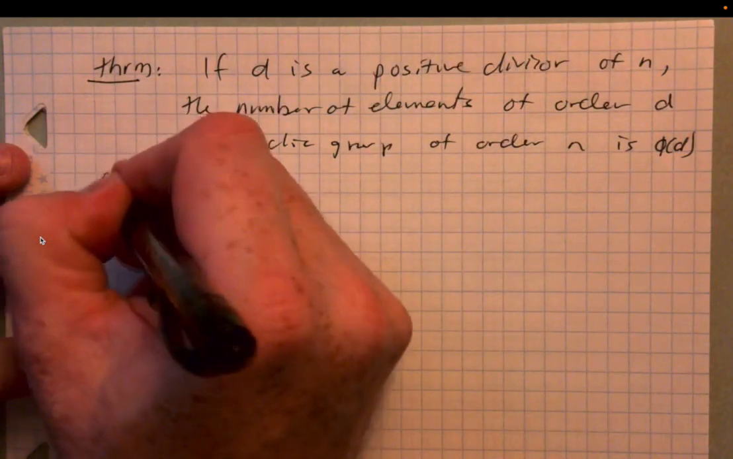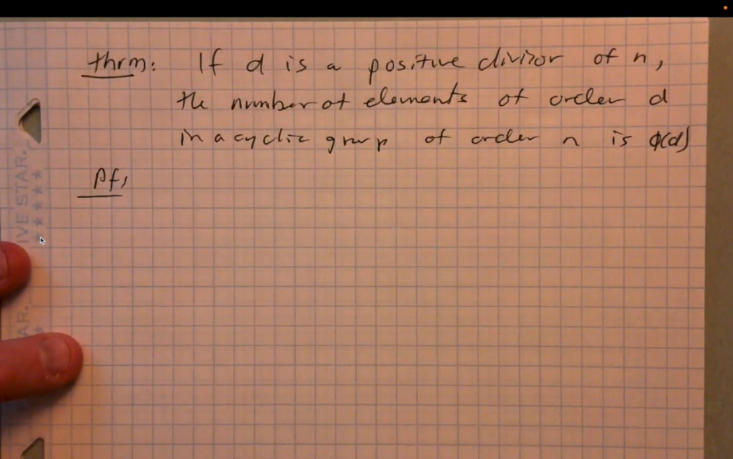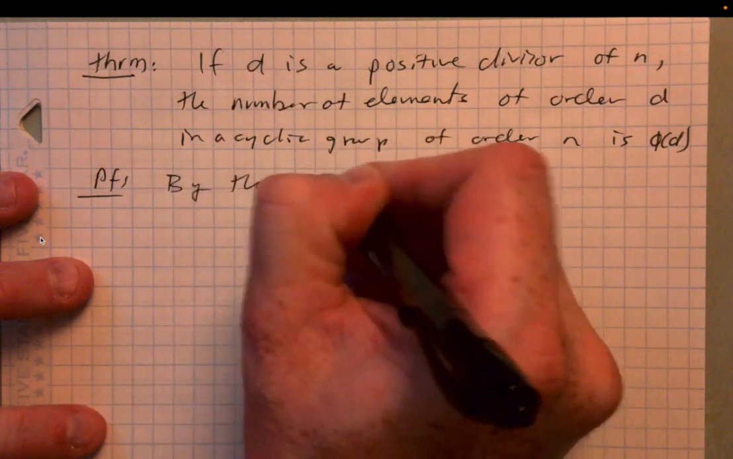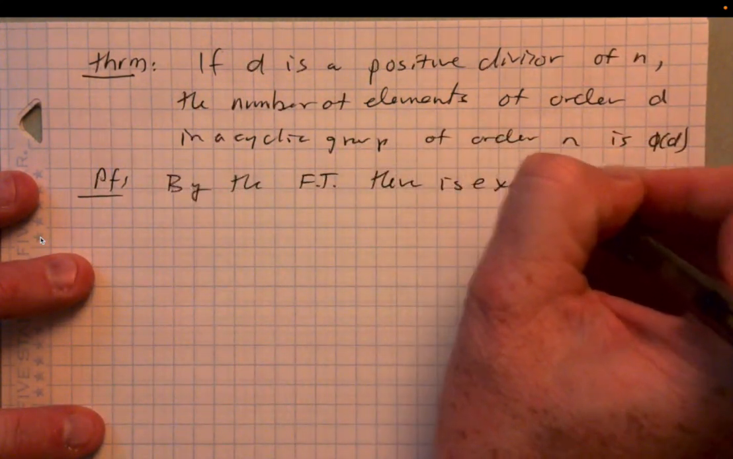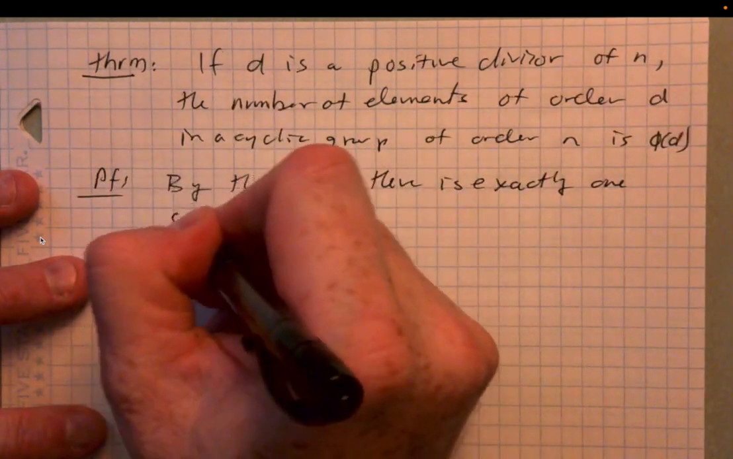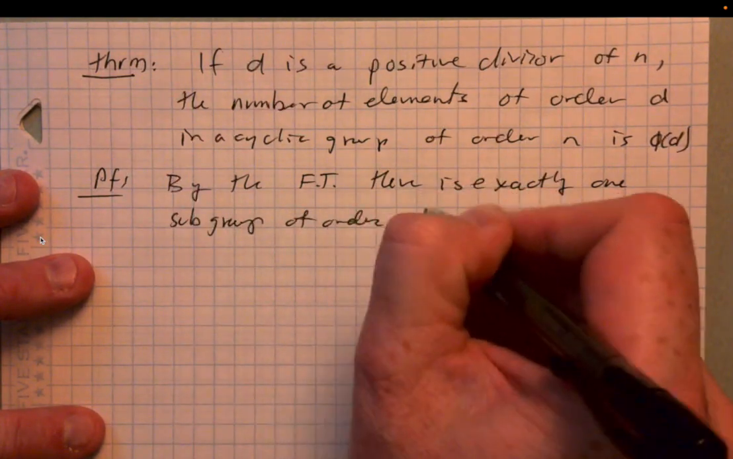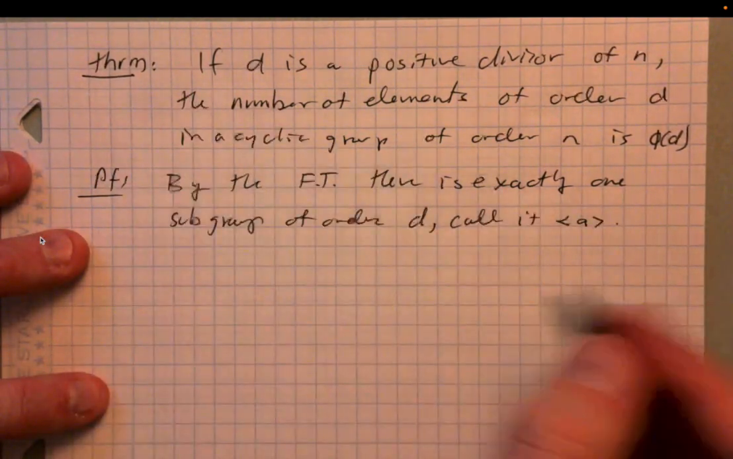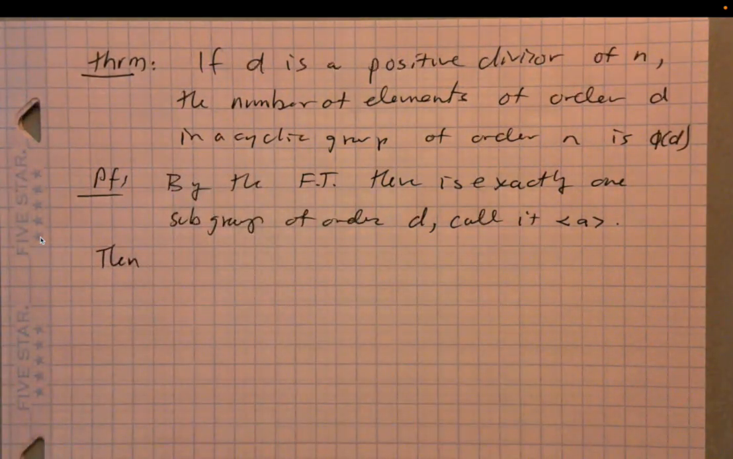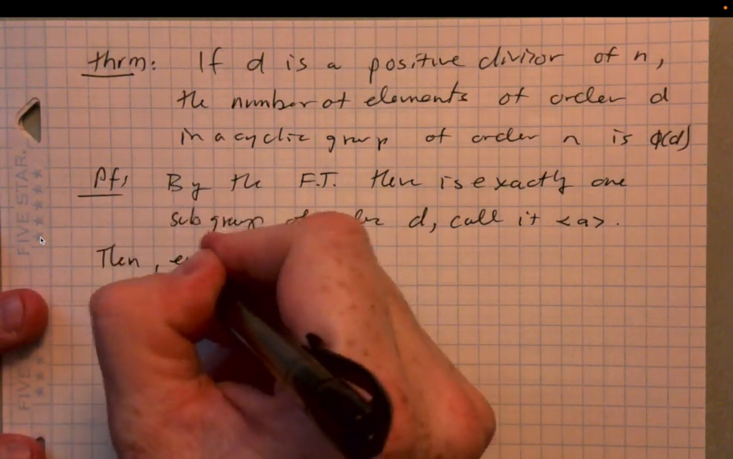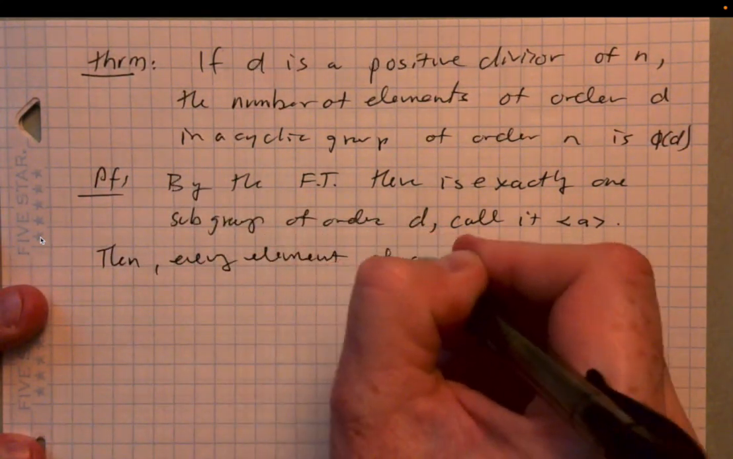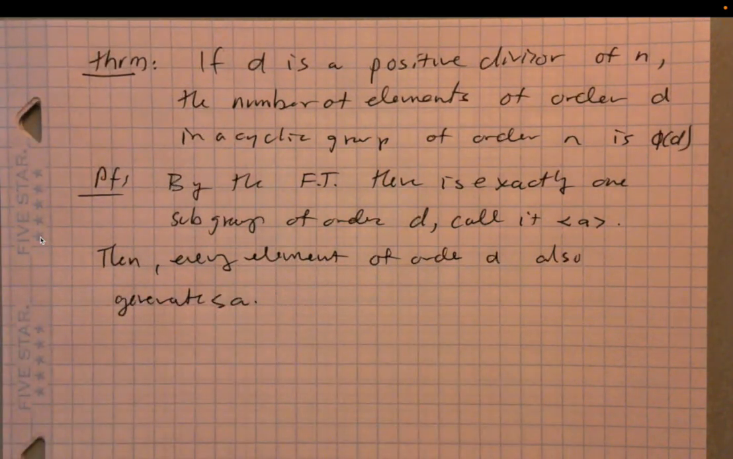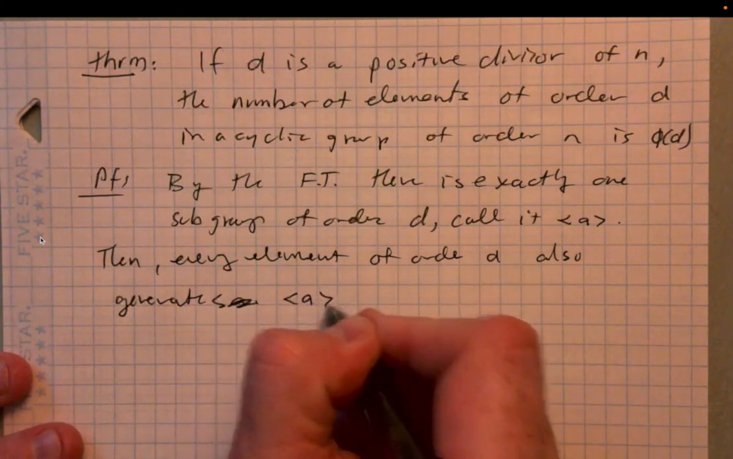We can prove this one pretty quickly. By the fundamental theorem, there is exactly one subgroup of order D, and we're going to call it, in this case, A. Then every element of order D also generates A.